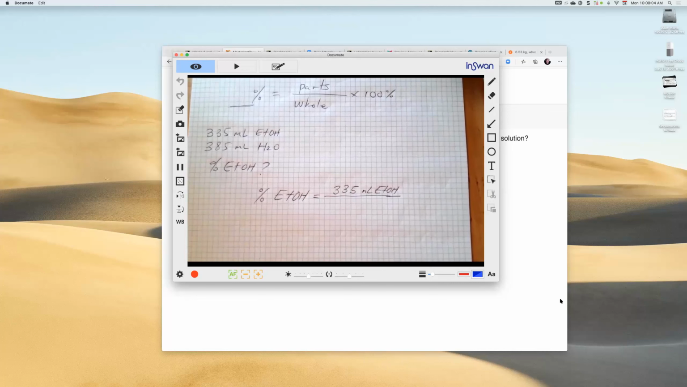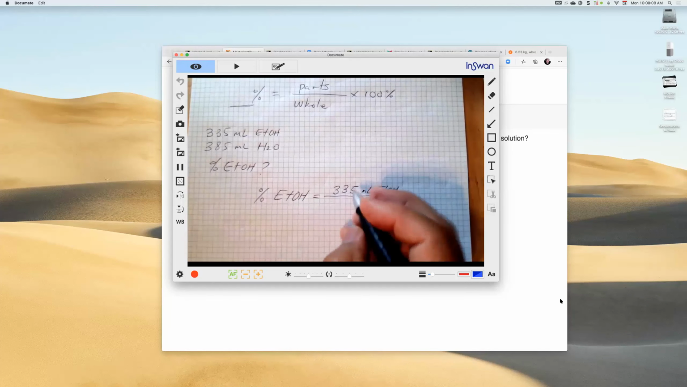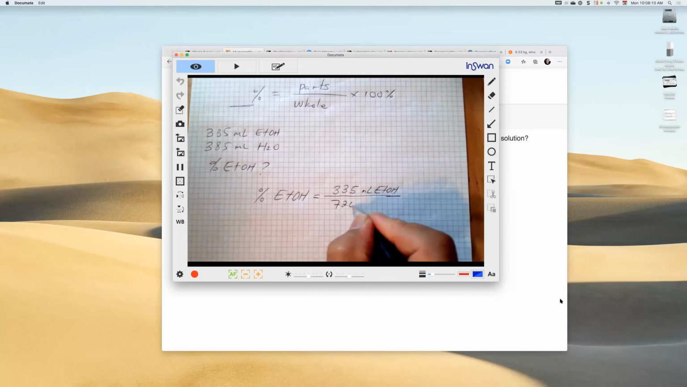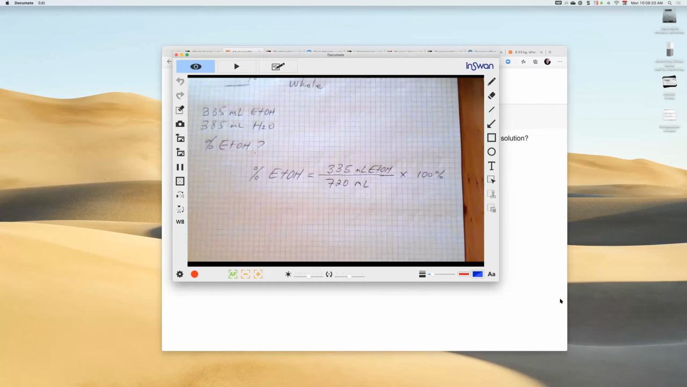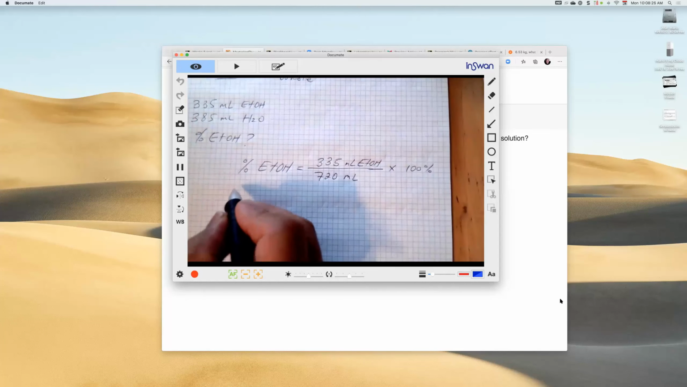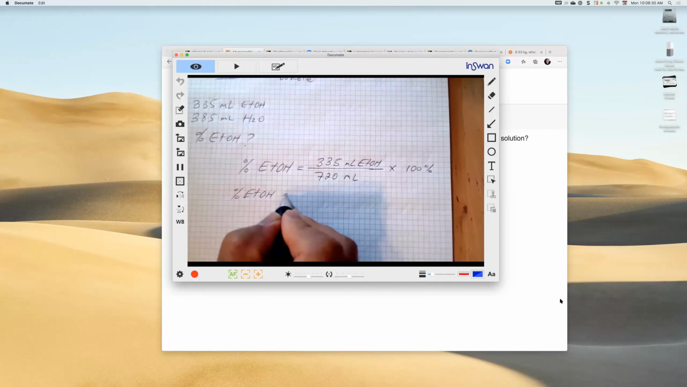You probably already did. I get 720. If I'm wrong, you're gonna fix it for me, but I think I'm okay. 720 is the whole, still in milliliters, and then we put times 100% because we have to carry out that number to find the percentage. So we're all set. If we carry out this formula, we're gonna find the percent ethanol in that solution.